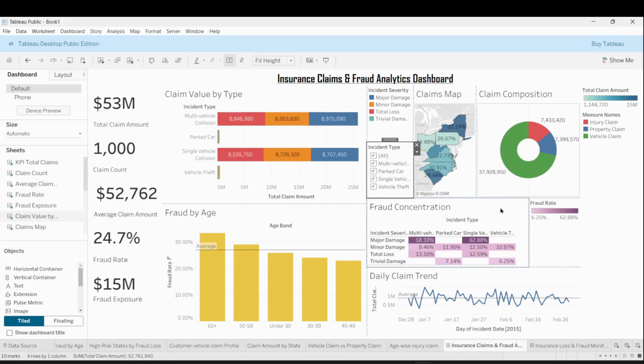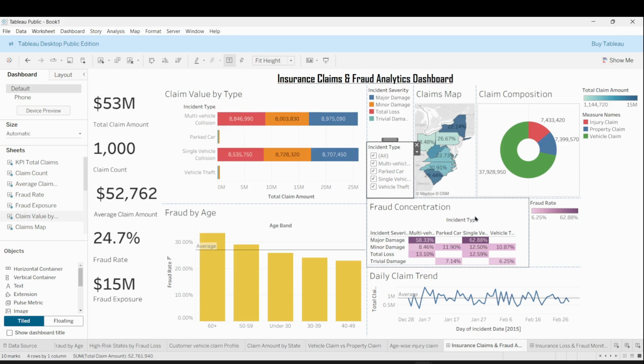The next is the fraud heat map. Out of all the charts in this dashboard, I found this heat map the most useful because it clearly shows where the fraud is concentrated. The rows are severity and the columns are incident type, and the color is the fraud rate. So the darker cells mean more fraud.